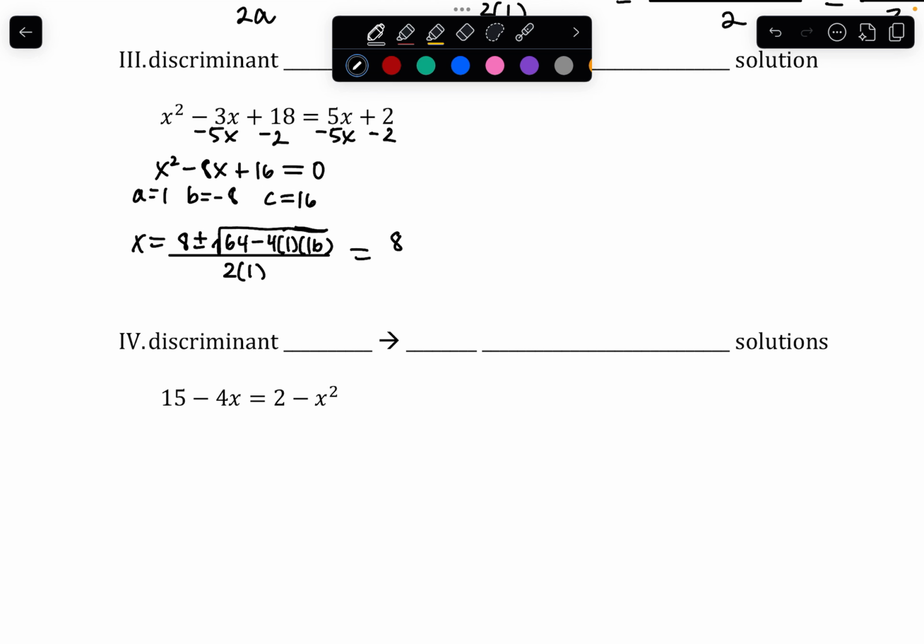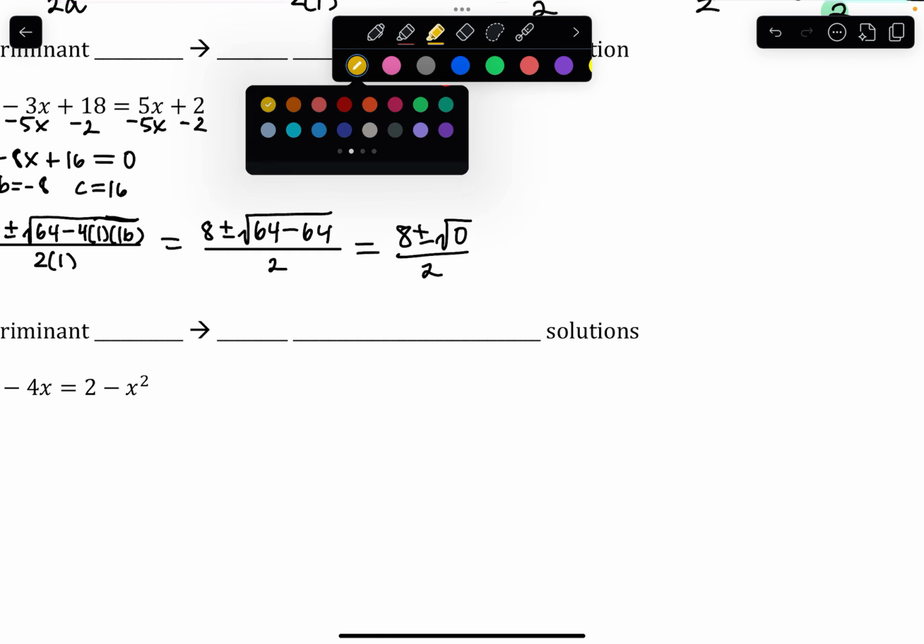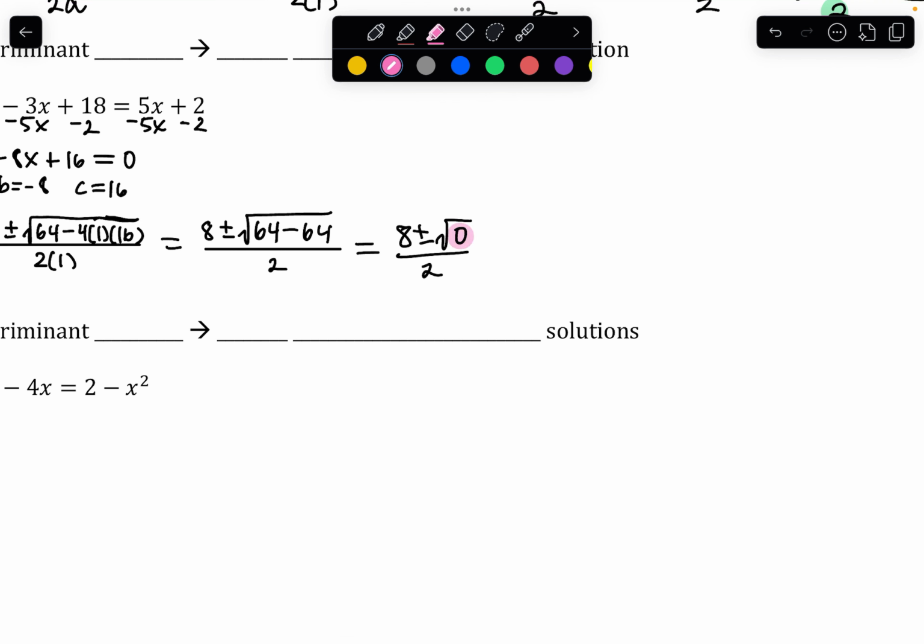And so that's going to give me 8 plus or minus square root of 64, and then 4 times 16 is 64, all over 2. 64 minus 64 is 0. Okay, and so square root of 0 is just 0, and so that whole plus or minus part just goes away. Okay, so square root of 0 is 0, and so now we're just left with 8 over 2, which is 4, because this whole part goes away.